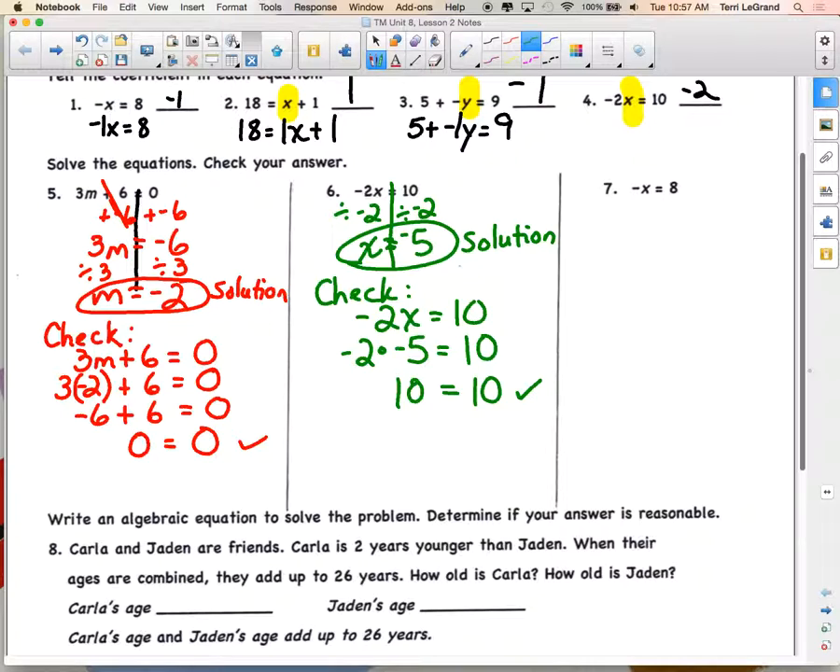Okay, you decide how we're going to start the next one. Number 7. Is it ready to solve? That's the first question you ask yourself. And if it is ready to solve, what are we going to do to both sides first? Okay, so that means we're ready to do the same thing to both sides. What's that going to be? Do what? Divide by what?